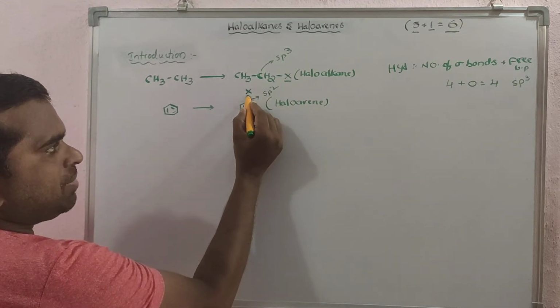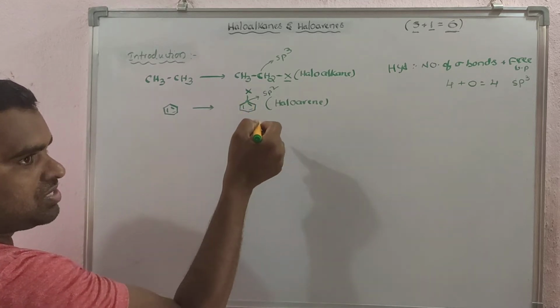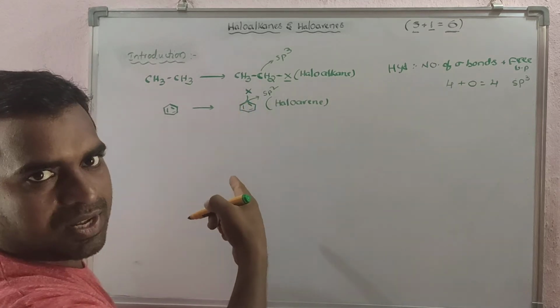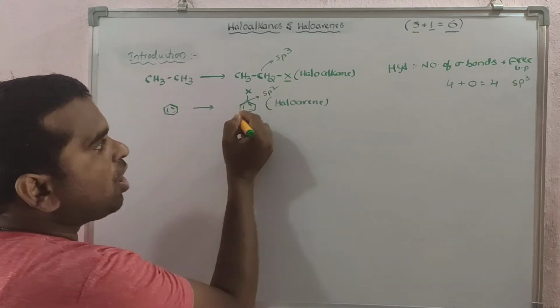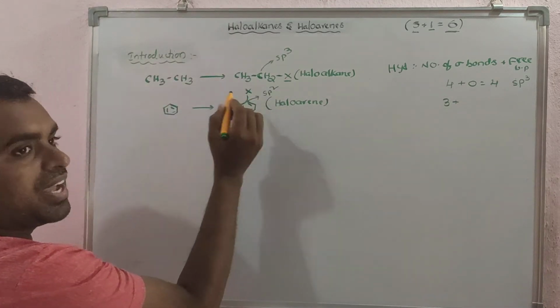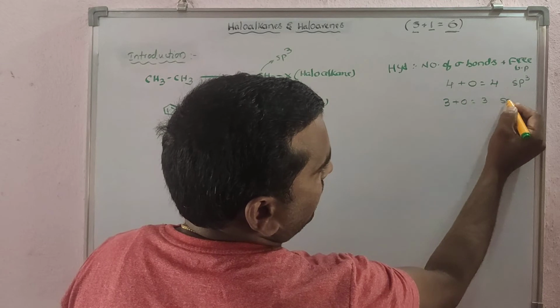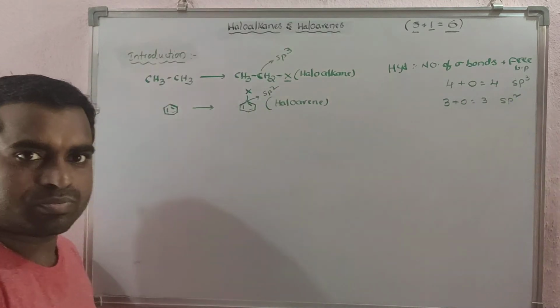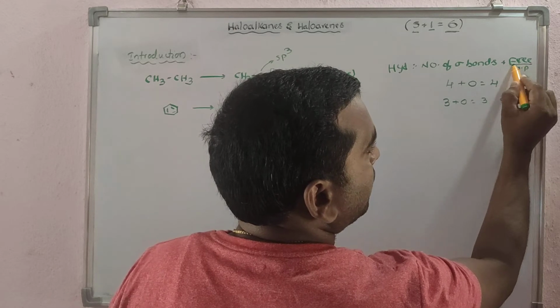In the same way, calculate the hybridization here. This carbon has how many single bonds? 3 sigma bonds. A pi bond is present here, but a pi bond is never considered in the calculation of hybridization. So how many sigma bonds are present here? 3. Does that carbon have any lone pair? No, 0. So here 3, it is sp2. So I mentioned very clearly, free lone pair.